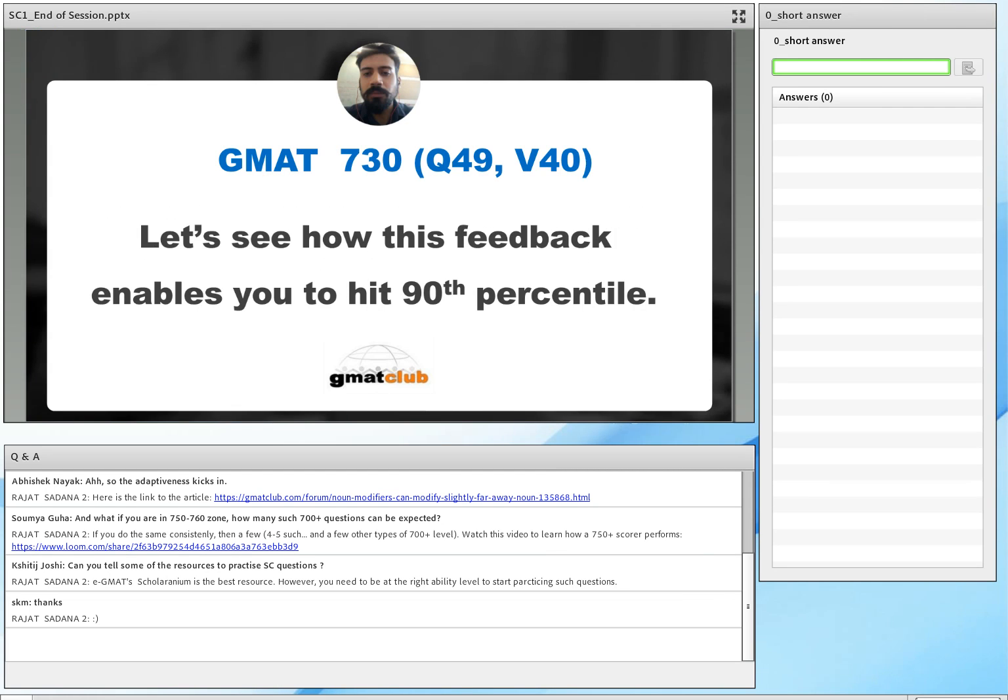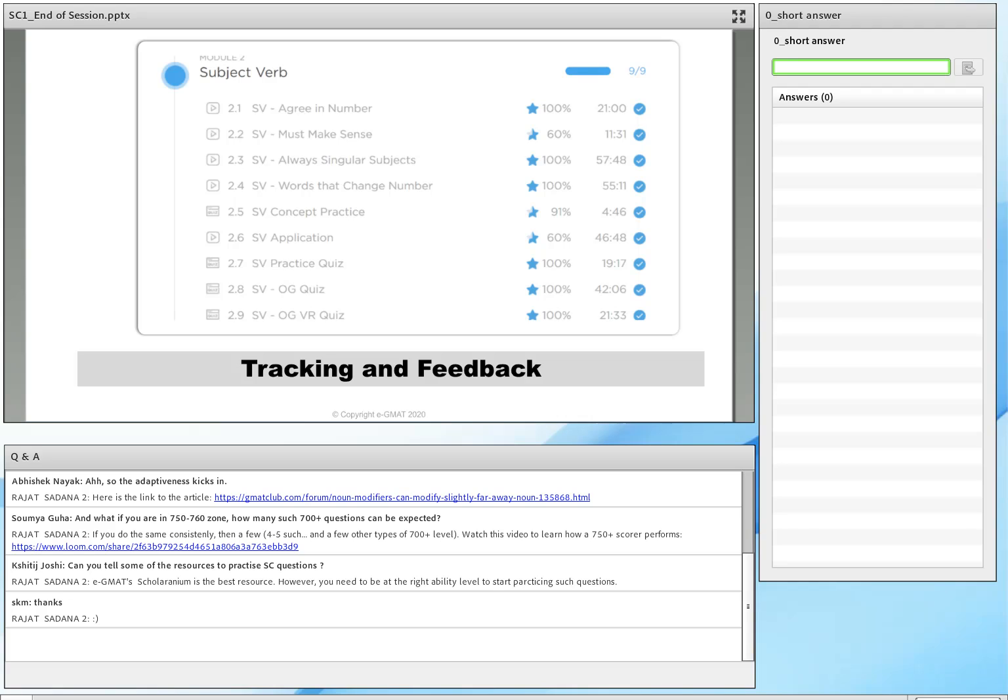Okay. So let me just show you how some of this feedback manifests. Here's one of the simplest modules out there, which is subject, verb, agree, number. What you see is a very comprehensive set of learning activities. You can see how long these learning activities are. But what you also see is that every activity is evaluated. This is not the completion percentage. This is the system's evaluation of how well you've understood these activities.